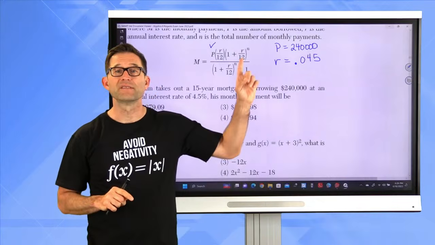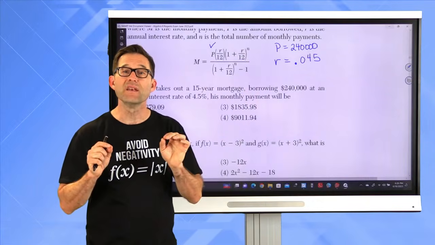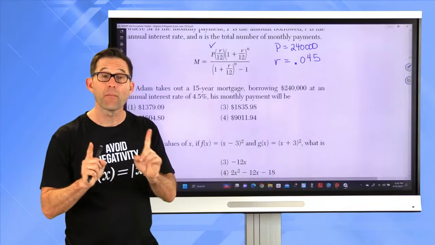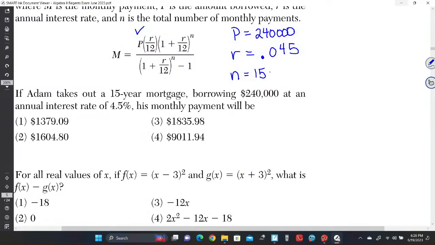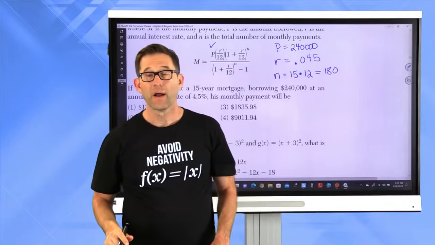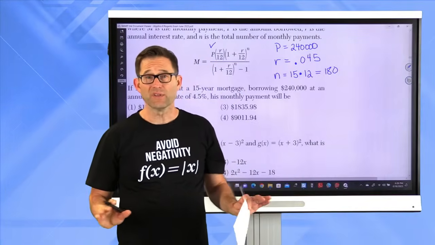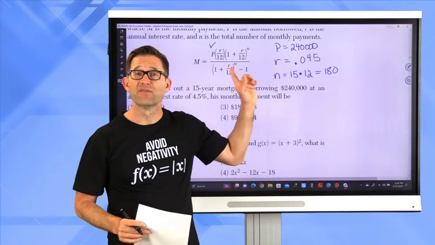And the final piece is the N. The N is the number of monthly payments. But that's going to be N is equal to 15 times 12, right? Because you've got 15 years, you've got 12 payments per year, and therefore N, when we do that multiplication, is 180.